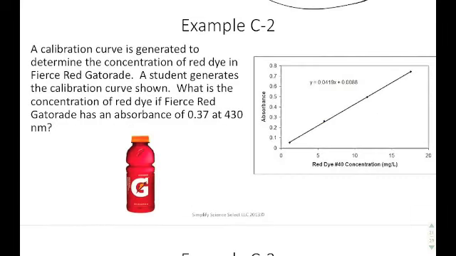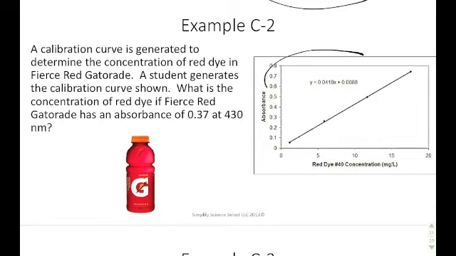A calibration curve is generated to determine the concentration of red dye in fierce red Gatorade. A student generates the calibration curve shown. What is the concentration of red dye if fierce red Gatorade has an absorbance of 0.37 at 430 nanometers?